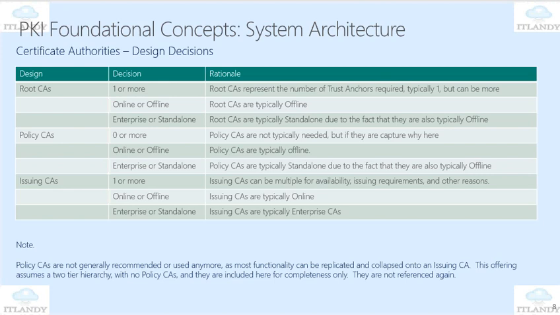The policy CAs are not generally recommended or used anymore, as most functionality can be replicated and collapsed onto an issuing CA, which is the online one. And that will basically save you another server. And as I said, this offering assumes a two-tier hierarchy, with no policy CA. We can cover this later on.